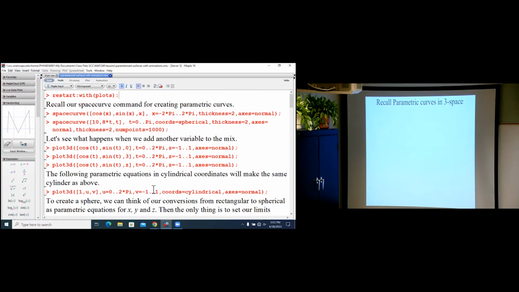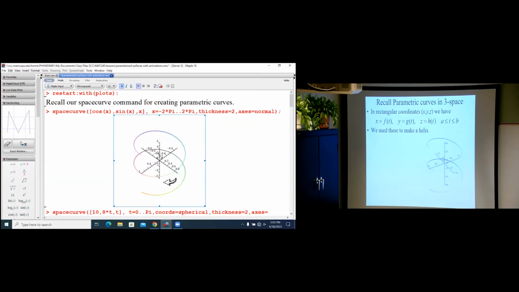All right, let's talk about something we did first half of the semester, which was parametric curves in 3 space. This was our space curve command. That's when x, y, and z were parametric equations of a function, let's call it t. And we did things like a helix, a conical helix, so on and so forth. So space curve is also in Maple. We get basically the same thing.